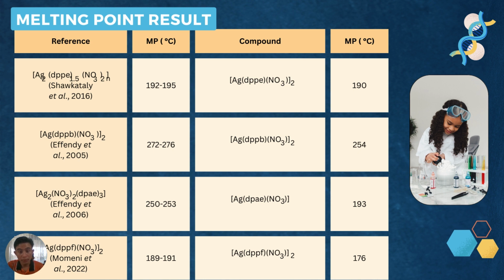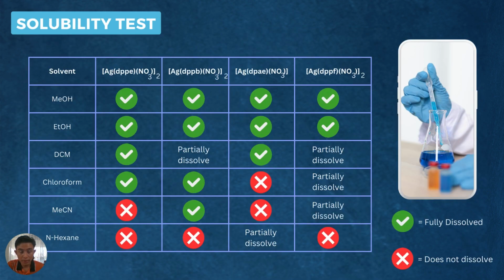And then my melting point results also slightly differ from the referred crystal. However, from the melting point, we can analyze whether it is a cationic compound or just a neutral coordinating compound. And then the solubility test: we can say that my complexes are polar because they mostly dissolve in alcohol, which is also polar.